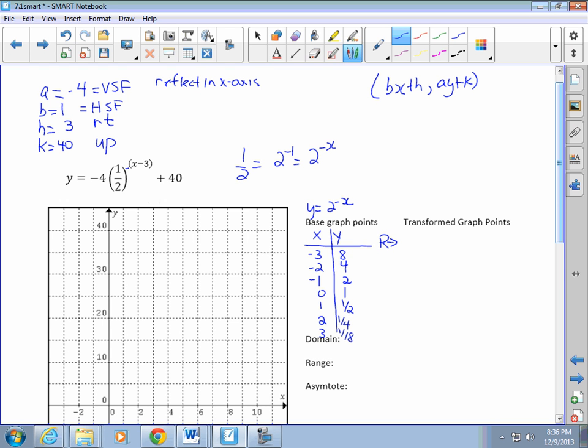So anything for my Y values here are going to have opposite signs. So this will stay -3, but it becomes -8. This is -2, -4, -1, -2, 0, -1, then it's 1, -1/2, 2 and -1/4, and 3 and -1/8.